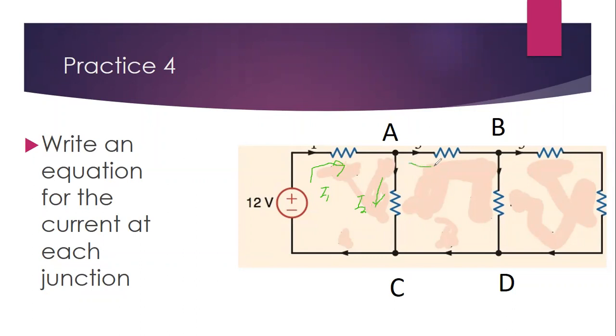And we're going to get something here that keeps going this way. We'll call this I3. When I3 hits junction B, it's going to split. We'll have something going down. We'll call that I4. Now something going to the right, and we're going to call that I5.